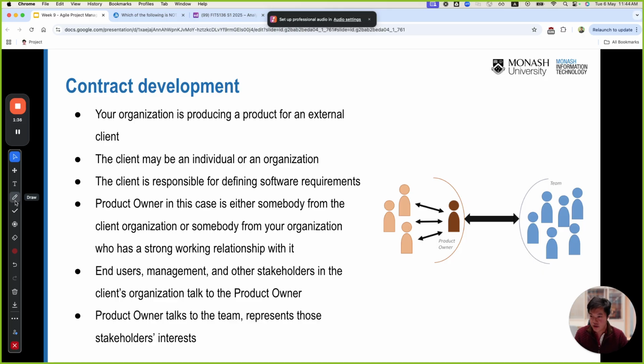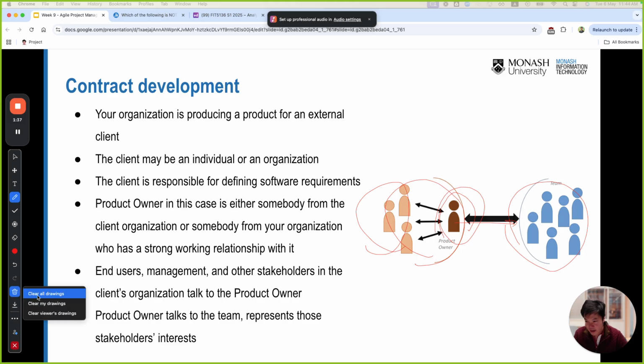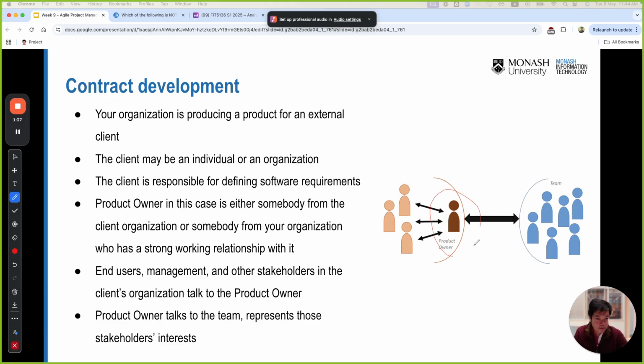As I told you, this is a product owner, and this is your team, the software engineers. Only the product owner is the customer-facing person who talks to the stakeholders, the clients. Only the product owner, and only one, not more.